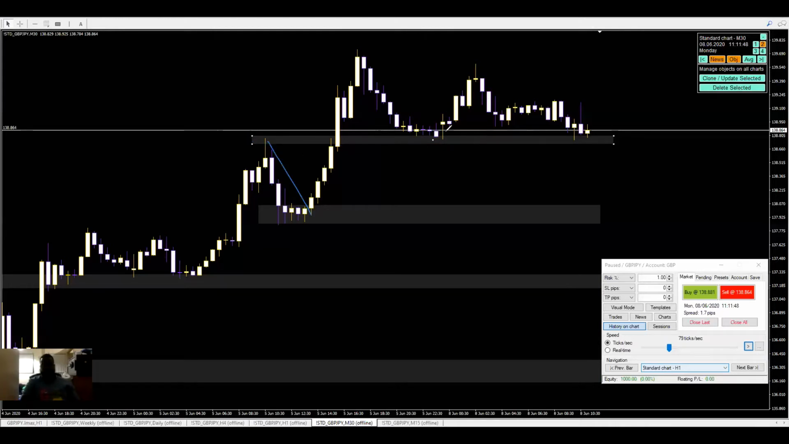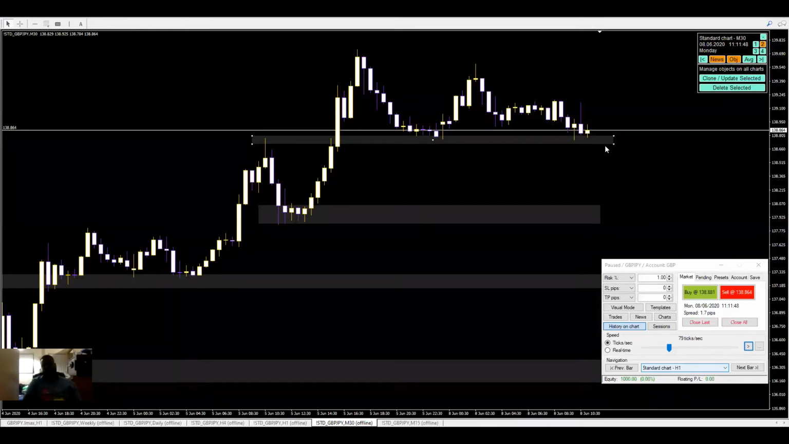It could either be one going both ways, or multiple times going off of it one way. So that's how I draw the zones. Does that make sense? Yeah, it definitely does.